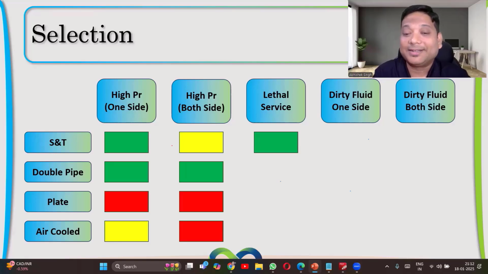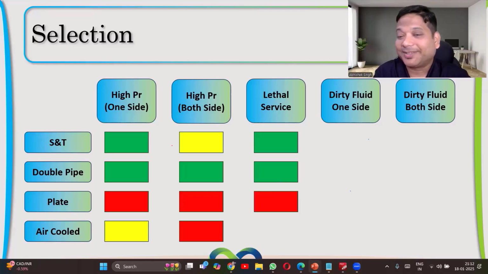It's a green. What about double pipe? Again, no problem. It's very similar to shell and tube, right? So it's in pipe. We can control. There is no leakage. So green. What about plate type? Leakage is a big problem in plate type, right? So it's a complete no-no. If it's a lethal service, you'll not select plate type.